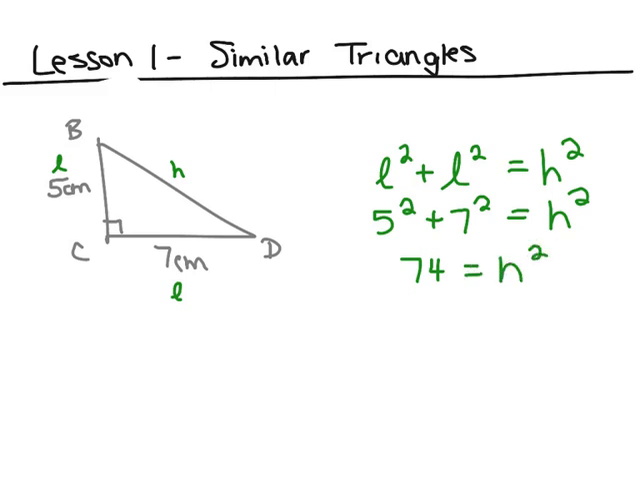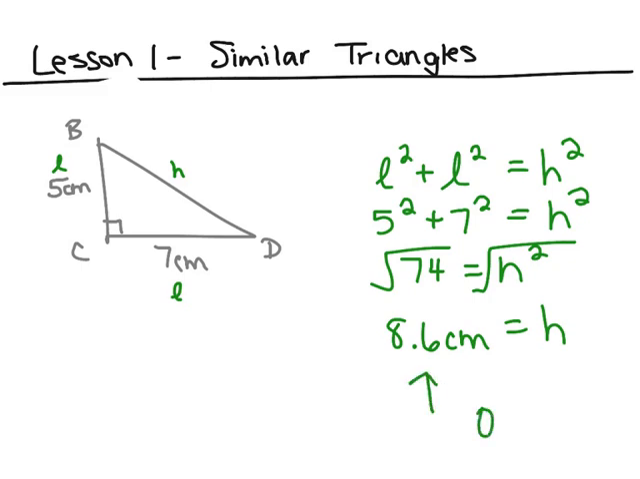Now to isolate h, to get it by itself, you take the square root of both sides, and you should get 8.6 centimeters is equal to h. I want you to always round to one decimal place. Maybe make a note of that on your page.